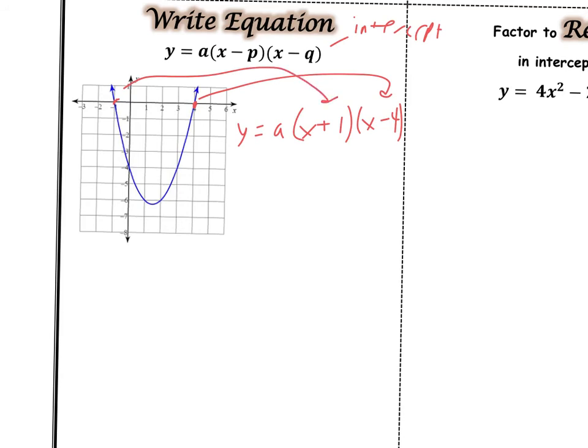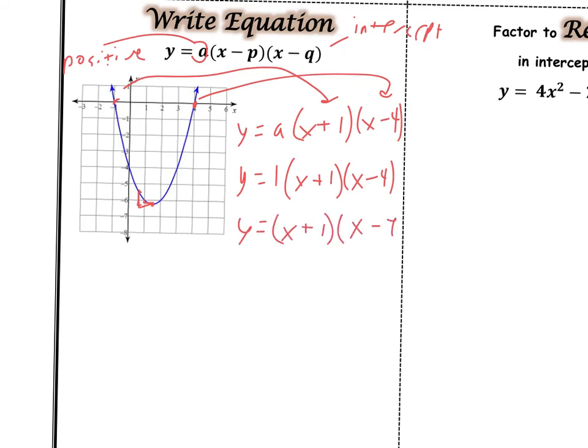All right, now for a, I know a is going to be positive because it's opening up. And then it looks to me like from here, it goes over 1 and up 1. And so I'm going to say that a is 1. So it's going to be x plus 1 times x minus 4. Now, of course, if it is 1, we don't really need the 1 there, so I'm just going to put it as x plus 1 times x minus 4.